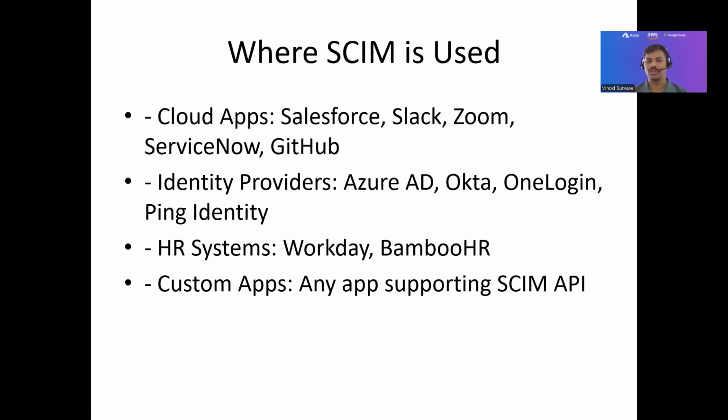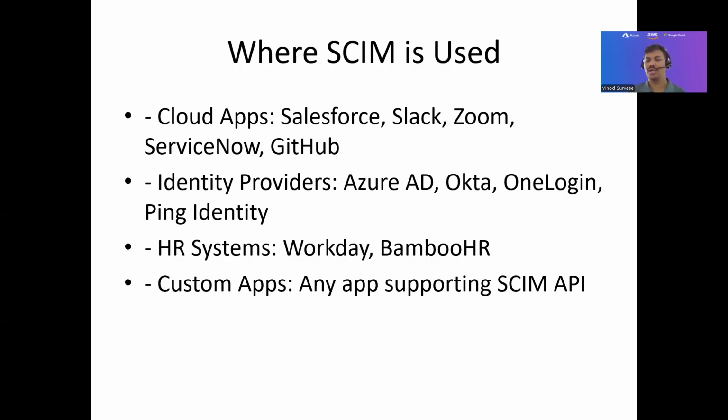Where SCIM is used, you can see some of the applications I have mentioned here, starting from cloud-based applications, as I mentioned, Slack, Salesforce, Zoom, ServiceNow, GitHub, right? Those are well-known and heavily used by companies and organizations. Identity providers like Azure AD, Okta, OneLogin, and Ping Identity. HR systems like Workday, BambooHR, and it could be any other HR systems as well. And custom-based applications, any application that is supporting SCIM API.